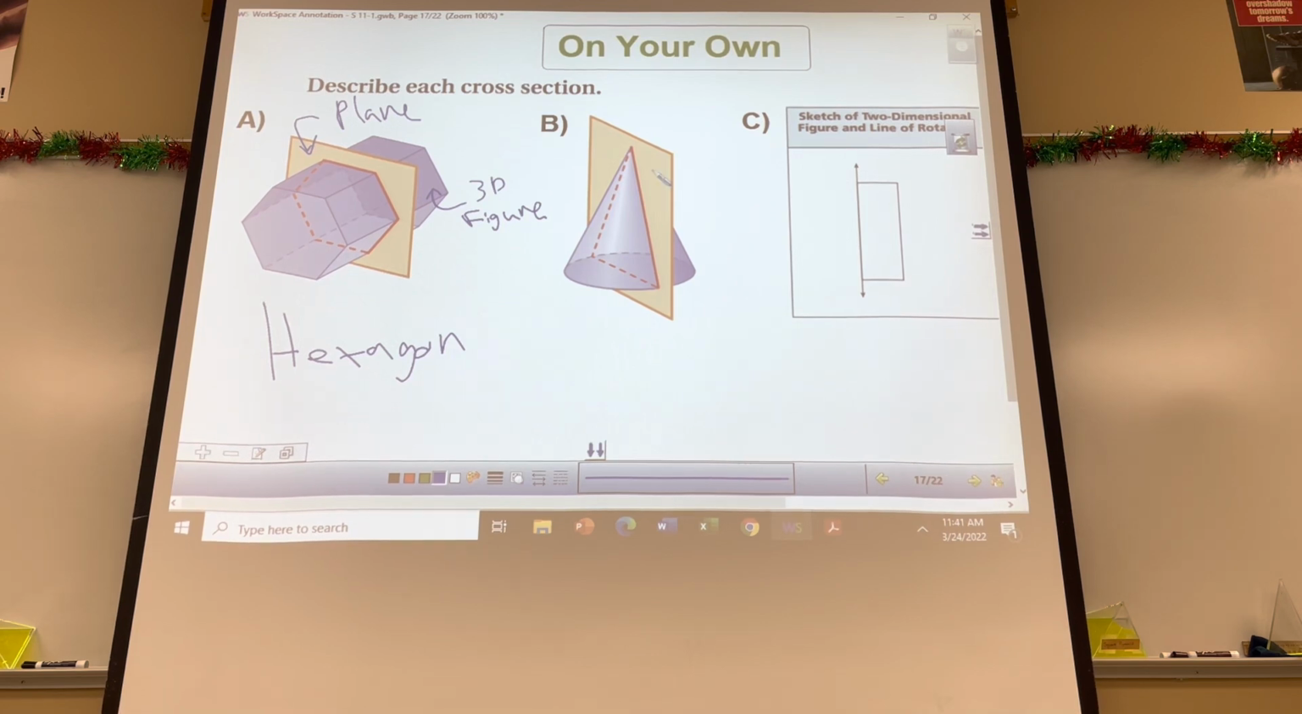Let me hear from Joseph. What is the cross section in part B? Here's our plane, and this was our 3D figure. What is the shape of our cross section? Triangle? Yes, sir. It is a triangle.